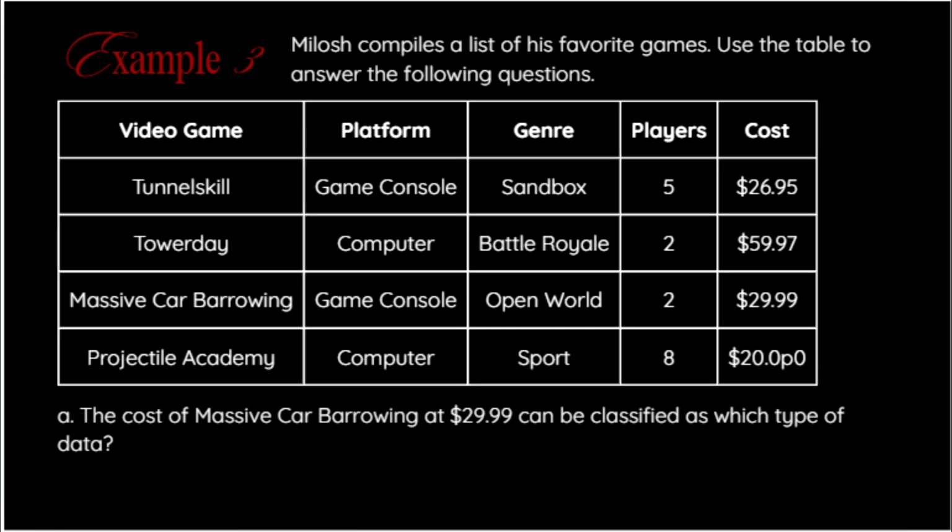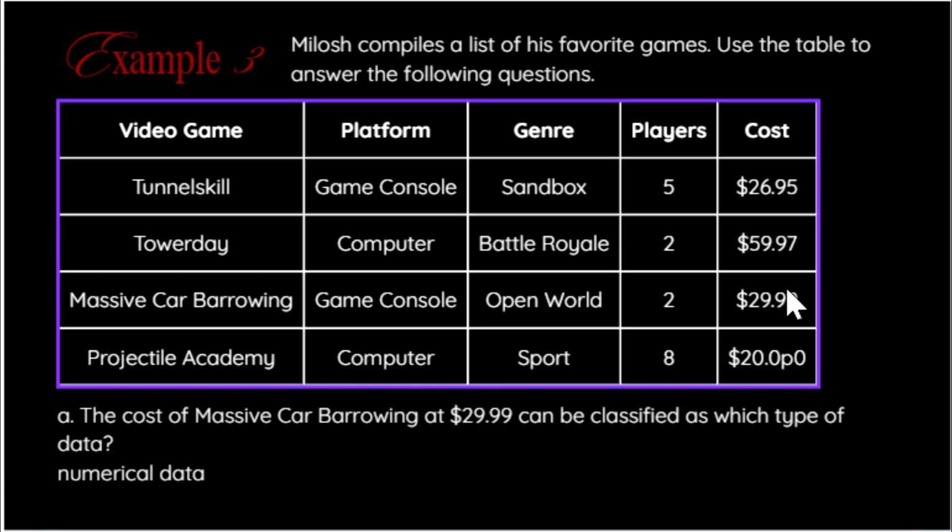Okay. Here's example number 3. Milos compiles a list of his favorite games. Use the table to answer the following questions. Here's the first question. The cost of massive car barrowing, which is right here, at $29.99 can be classified as which type of data? Massive car barrowing's price, is it numerical or is it categorical? It's numerical, obviously, because it's a number.